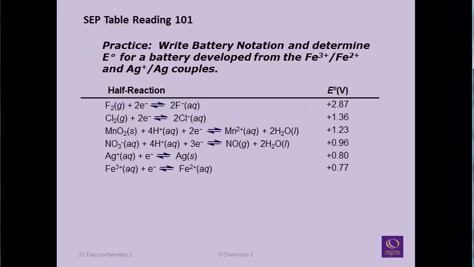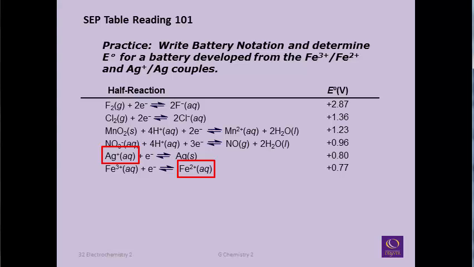Let's practice a little bit so you understand how this works. Let's say that you're trying to write battery notation and determine the potential, and sometimes we just write it E naught. That basically means the standard reduction potential for a battery. And the two couples we have are the iron 3 plus, iron 2 plus couple and the silver plus, silver couple. And I'm not going to tell you which is which. You can decide that based on its location on the table.